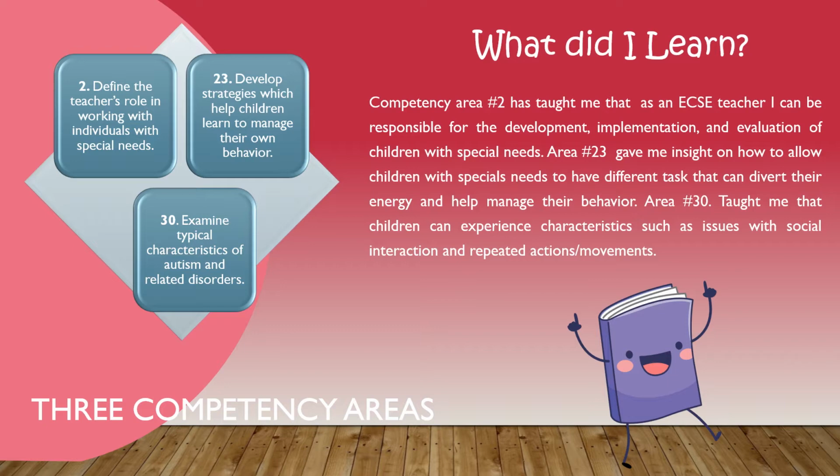So, for example, in the morning before starting small group or circle time, I will allow children with special needs to roam around, exercise, work out their kinks. And instead of forcing a child with special needs to sit at a small group or circle time session, I will allow that child to roam around. Roaming around will help the child learn if they are an auditory learner. Area 30 taught me that children can experience characteristics such as issues with social interaction and repeated actions/movements.